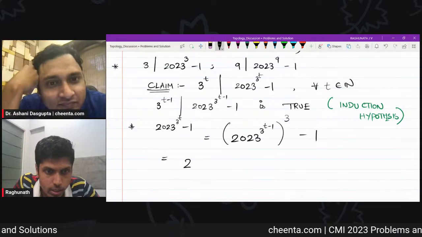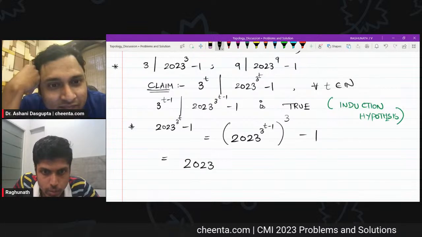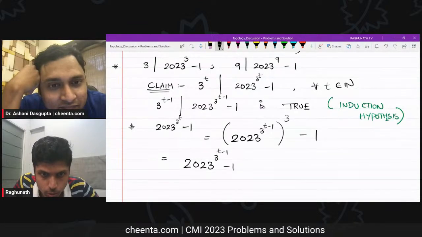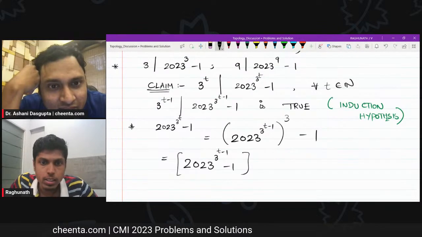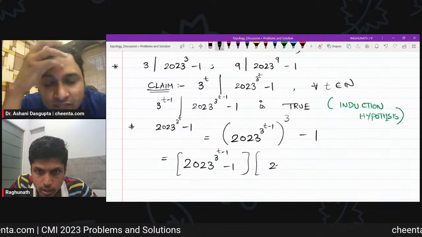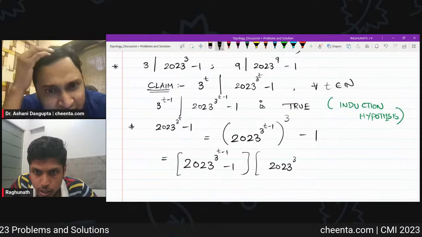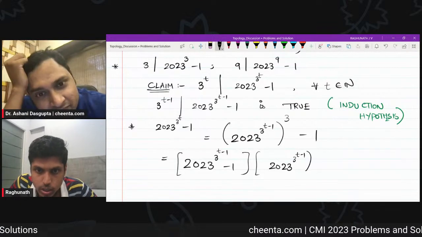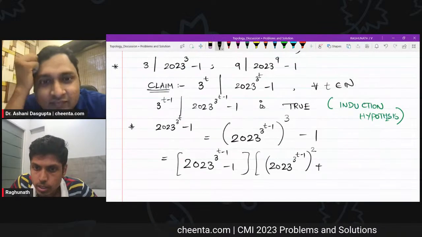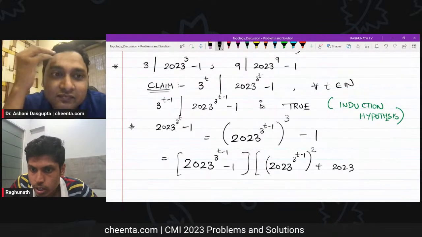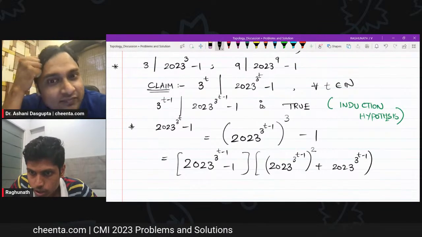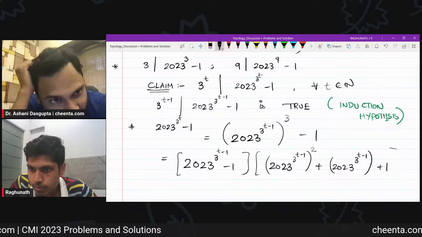It is 2023 power 3 power t minus 1 minus 1, into 2023 power 3 power t minus 1 the whole square, plus 2023 power 3 power t minus 1 plus 1.